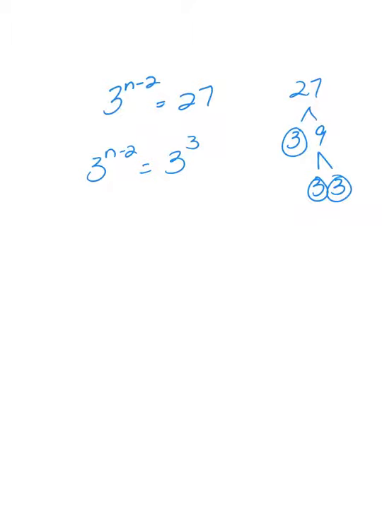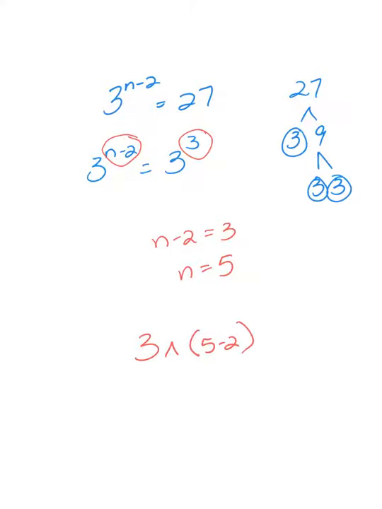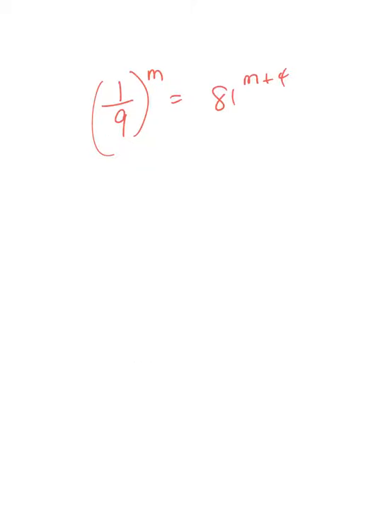Got it? So, if 3 to this mess equals 3 to this mess, what do I know about the two messes? They're equal to each other. So, n minus 2 equals 3, n equals 5. In your calculator, you're going to put 3 to the parentheses 5 minus 2 and hit enter, and you should get 27. We can break down the 9 to 3s, or we can leave the 9 alone and break down the 81 to 9s, but you have to make them the same base. There are 2 ways to do this, and either way will get you the same answer, so it doesn't matter.